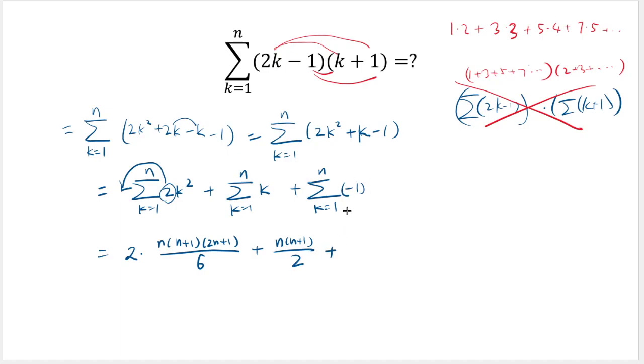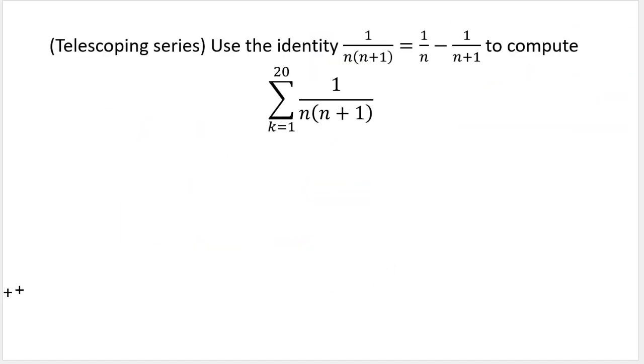And this one, if you're adding the constant and you're adding it n times, it will be negative 1 times n. And then you can simplify that, and that will be the answer. Yeah, so try simplifying that. I'll leave this simplifying thing to you because I want to really show you the last question.